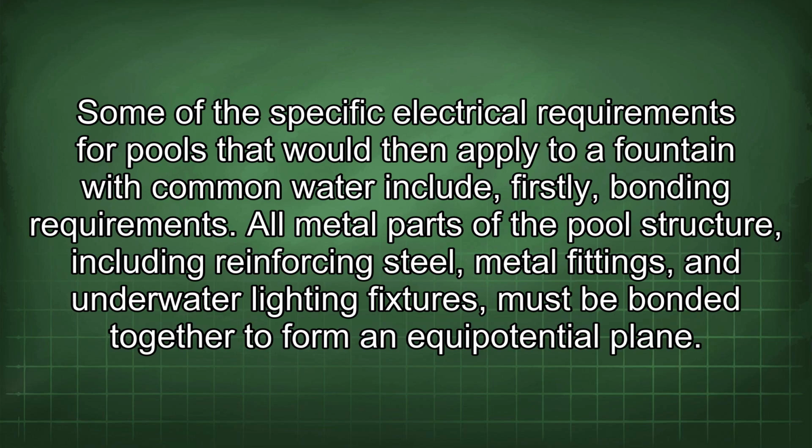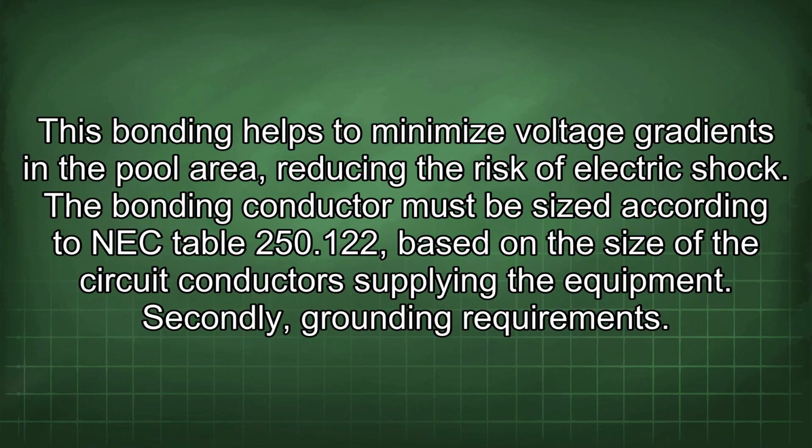Some of the specific electrical requirements for pools that would then apply to a fountain with common water include, firstly, bonding requirements. All metal parts of the pool structure, including reinforcing steel, metal fittings, and underwater lighting fixtures, must be bonded together to form an equipotential plane. This bonding helps to minimize voltage gradients in the pool area, reducing the risk of electric shock. The bonding conductor must be sized according to NEC Table 250.122 based on the size of the circuit conductors supplying the equipment.